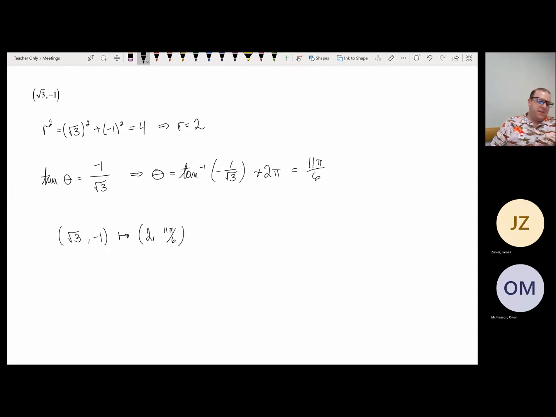So the point in polar would be 2, 11 pi/6, or 2, -pi/6, either one. Or again, just keep adding or subtracting 2 pi. Add or subtract multiples of 2 pi, and it would still be acceptable.